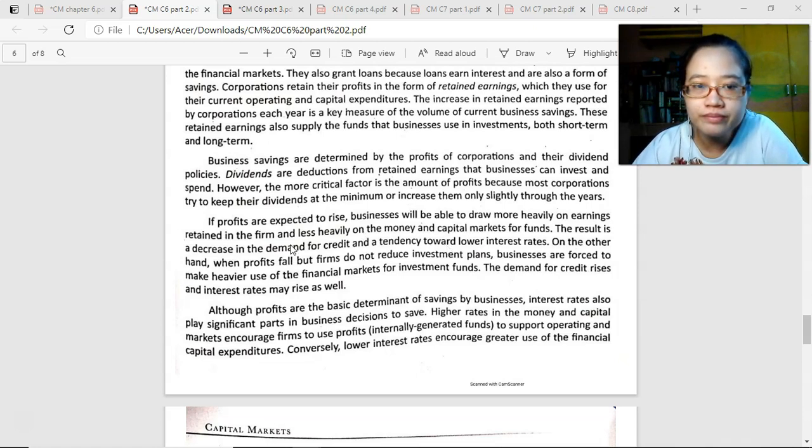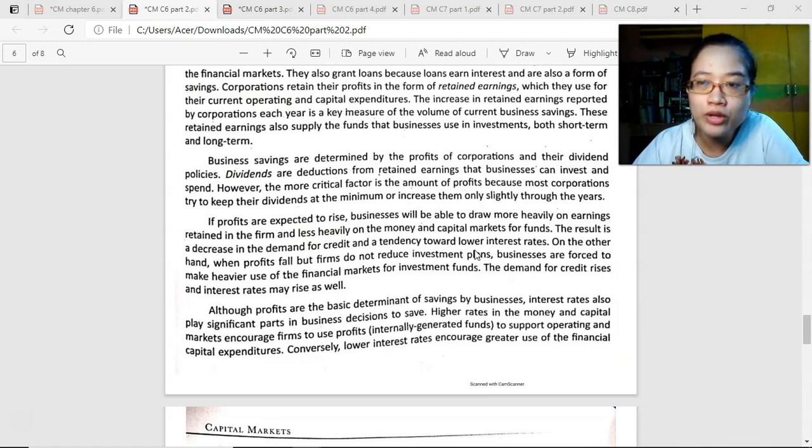Okay. The result is a decrease in the demand for credit and a tendency toward lower interest. So ito, supply and demand, diba? So kung yung mga businesses is maayos, profitable sila, and kaya nilang supportan yung sarili nila, they would not be enticed to borrow from the capital market or from financial institutions. And in that sense, dahil wala masyadong demand for the funding, then normally what would happen is that the interest rate would be lowered.